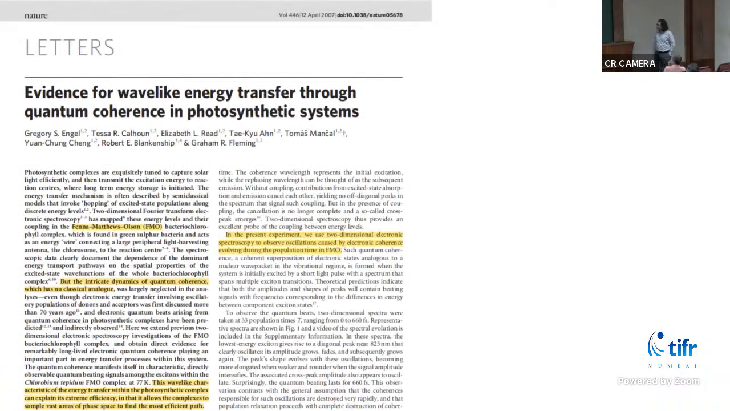with this paper. It's a path-breaking paper in Nature, where Graham Fleming's group is able to do 2D electronic spectra of the Fenna-Matthews-Olson complex, the complex that I showed you, and they observe certain oscillations in the spectra. And they hypothesize, and I'll quote over here, right at the bottom of the abstract, this wave-like characteristic of the energy transfer within the photosynthetic complex can explain its extreme efficiency in that it allows the complexes to sample vast areas of phase space to find the most efficient path.